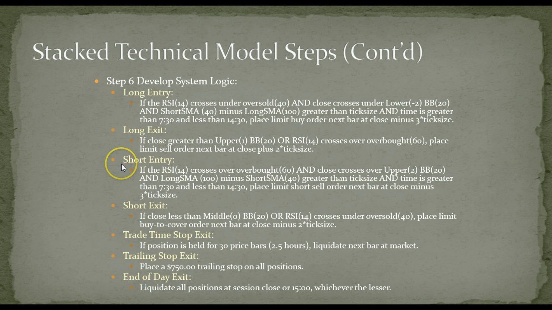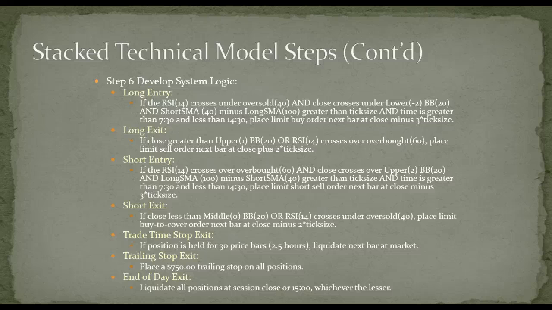We also have the short entry, which is if the RSI crosses over the overbought, which is 60, and the close crosses over the upper 2 standard deviation Bollinger Band and the long SMA of 100 minus the short SMA of 40 is greater than a tick size, and the time is greater than 7:30 but less than 14:30. We're going to place a limit short sell order at the next bar at close minus 3 times tick size. Very similar to the long entry, except opposite.